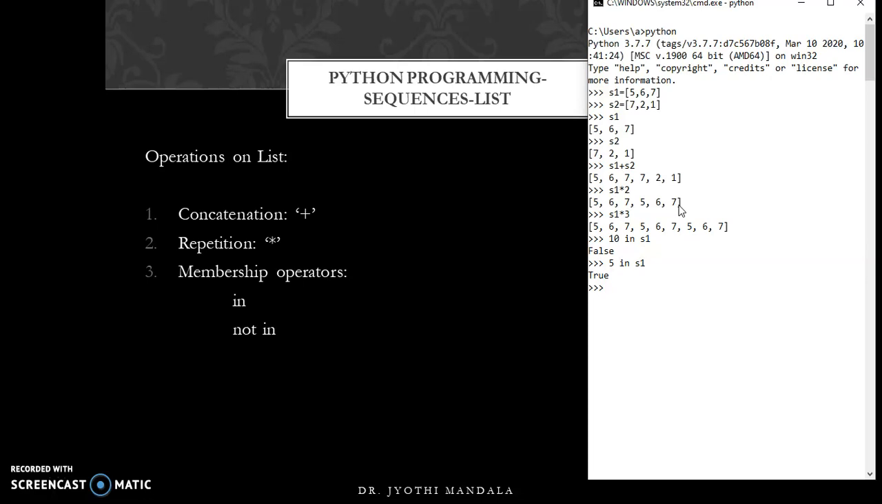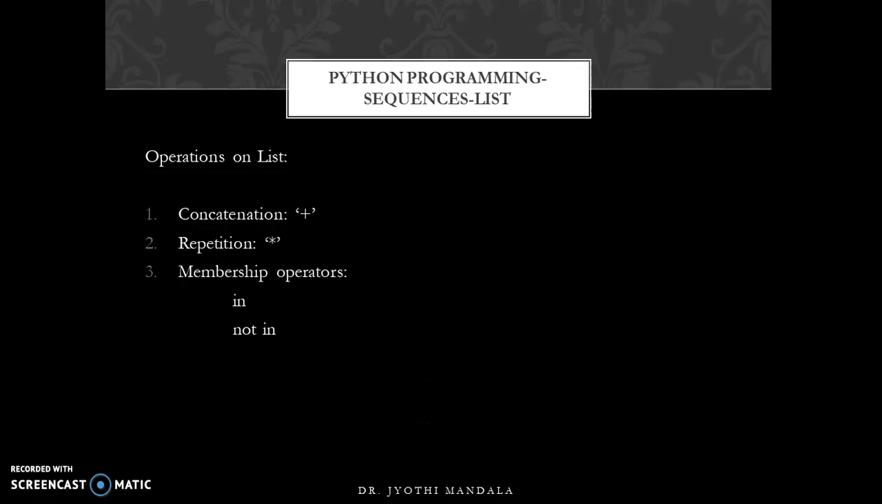Now here, not in is also one operation. 5 not in S1. Then it will return a value of false. Why? Because 5 is available in S1 but we are asking not in, so false. Like this we can use these membership operations. Right? Now next we have standard operations like equal to, greater than and less than, which we can apply on our list values also.